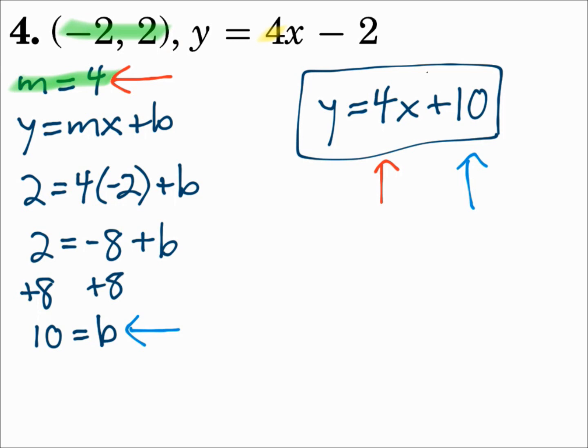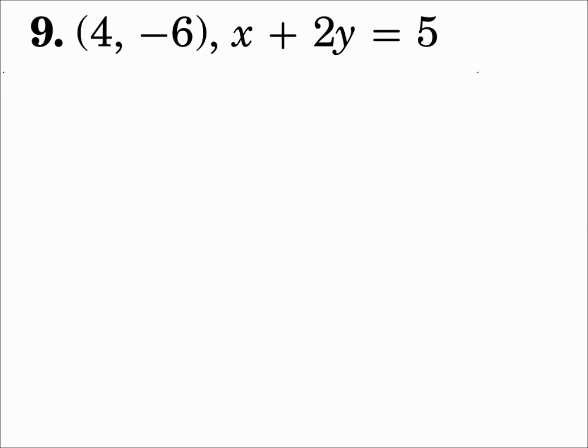But the slopes are always the same in parallel lines. Number 9. What about a line through the point (4, -6) that's parallel to x plus 2y equals 5? Find the slope first. Well, I need to turn that linear equation into slope-intercept form so I can find the slope of it. Let's solve it for y.